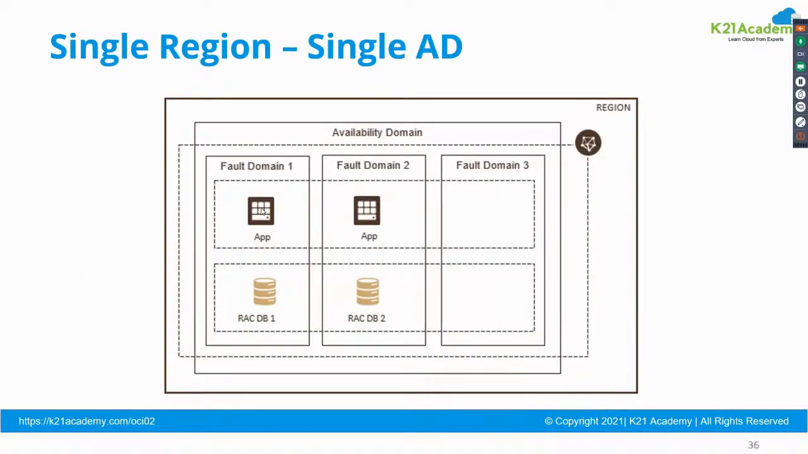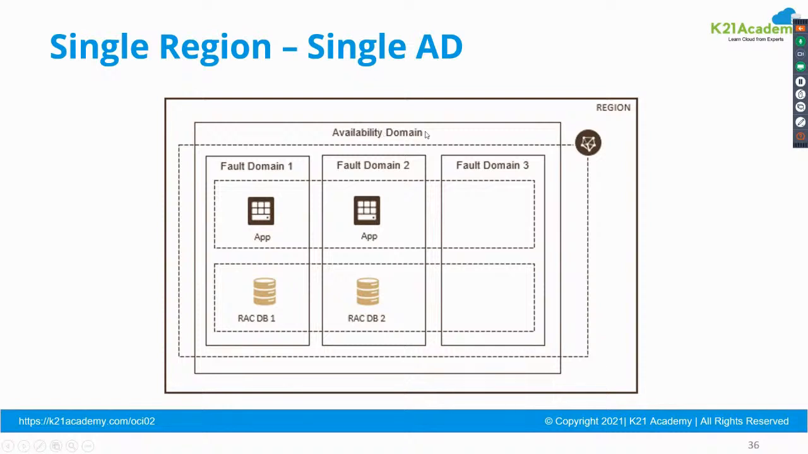Now if you see here, this is my single region and it has a single availability domain in it. This single availability domain has 3 fault domains. This is the basic architecture which we have seen. Here you utilize the fault domains to give you additional high availability against power failure or hardware failure. But in case your data center is down, then you will not have access to your application in any way.